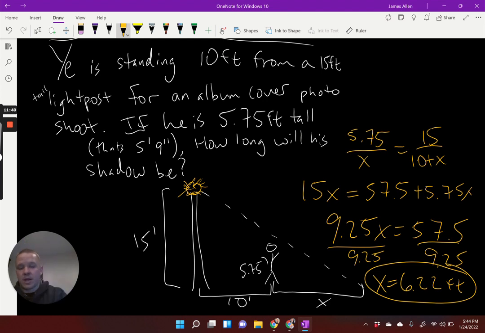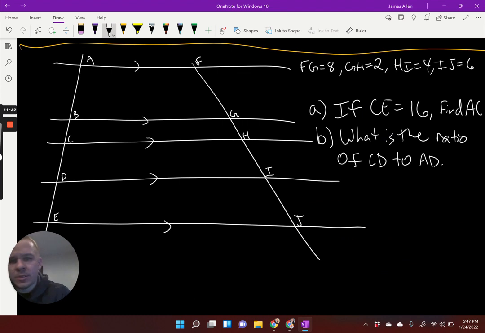We're using similar triangles. All right, so we got a loaded diagram here. A lot of parallel lines, everything labeled here. So I'm going to go ahead and label this diagram. We have FG is equal to 8. GH is 2, HI is 4, and IJ is 6. First question is, if CE equals 16, find AC.